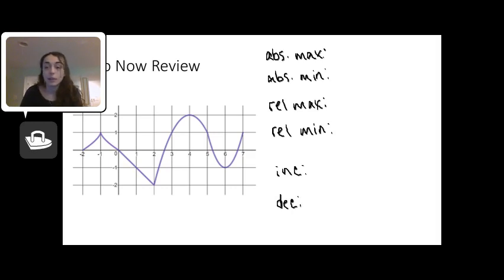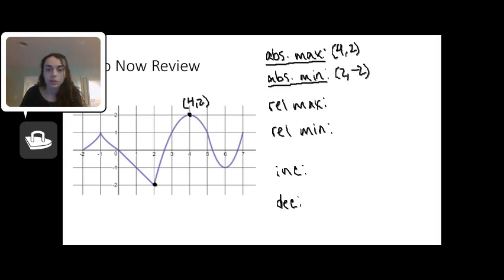Okay, can anybody raise their hand and tell me what the absolute maximum value of the function is? Okay, yes, Amanda. That's great. The absolute maximum is at 4.2. Amanda, why is this an absolute maximum? That's right, because it's the highest point on the entire function. Okay, so now the lowest point on the entire function is 2, -2. That's pretty obvious, right? 2, -2.